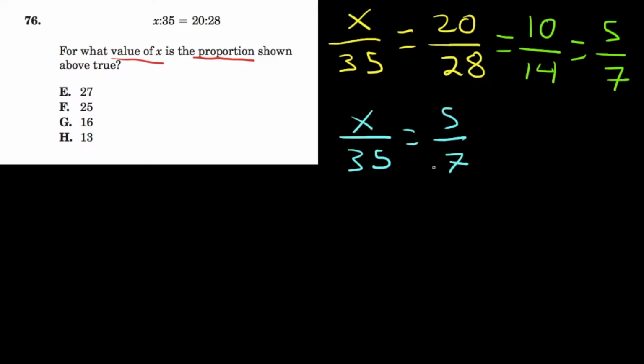There's 2 ways you can do this. You can either use the constant of proportionality, as it's called. You're just saying, what do you do to one side to get the other side? Or you can do cross multiplication. So I'm going to do the proportionality one first.